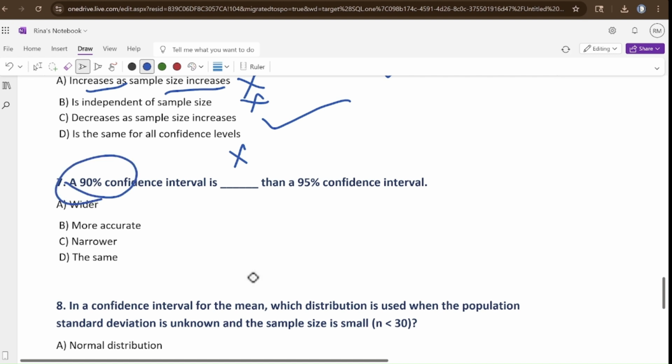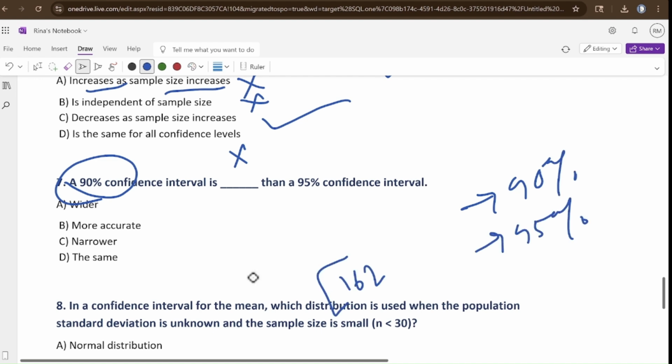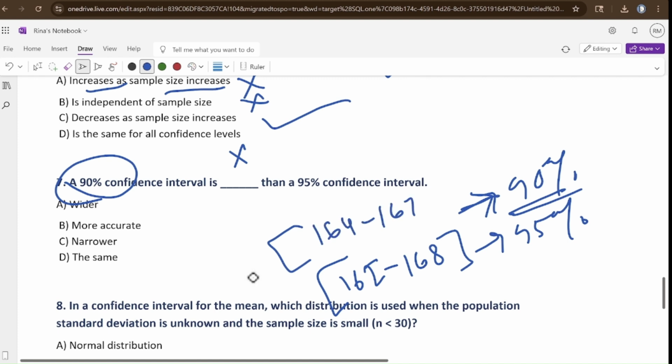A 95% confidence interval is dash than a 90% interval. See, in 95% you have 162 to 168. So for 90% you want to be less confident, so you can write, let's say, 164 to 167. For this you can say 90%. But when you increase your confidence level, you have to make the range bigger. So here we can say we have to make the range narrower.